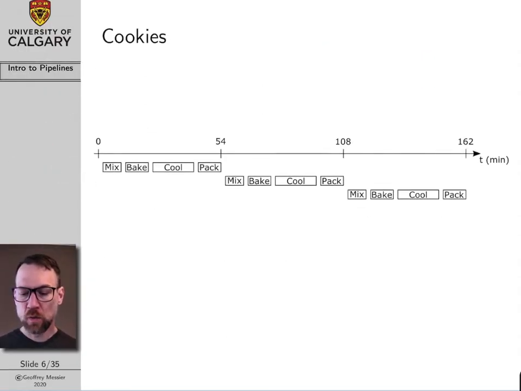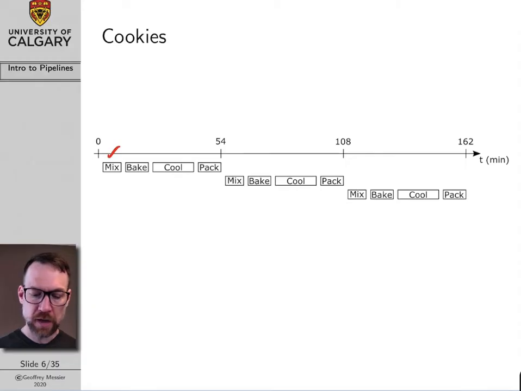Anyway, one way that we could organize ourselves in order to make our 3 batches of cookies is as follows on this timeline diagram. The horizontal axis is time in minutes. If you add up all of the stages involved in making cookies, the total is 54 minutes. And so we could start by mixing the cookies.